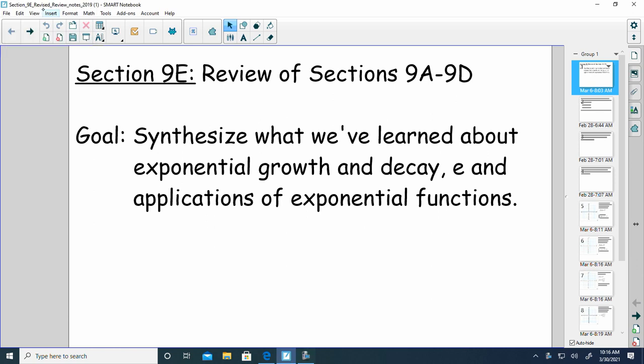So, a review of sections 9A through D, to synthesize what we know about exponential growth and decay, e, and applications of exponential functions.